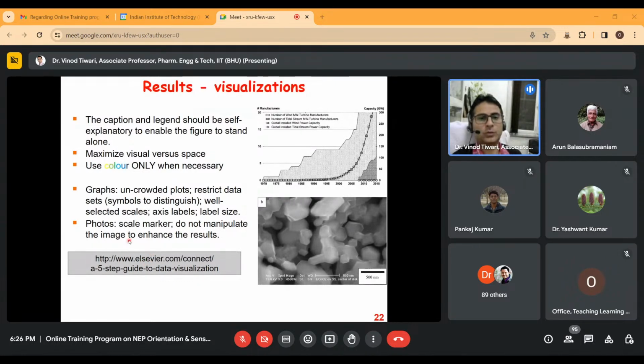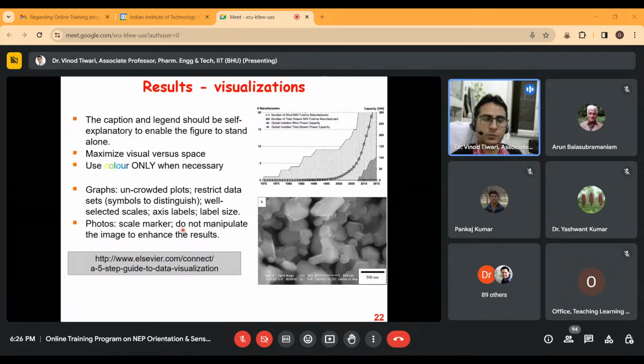Then in the case of photos, a scale marker is very, very important. For example, in this figure, the scale marker is mentioned as 500 nanometer. In certain histopathological images or immunohistochemistry images, we don't know what the scale is. That data is of no use if you don't put the scale marker. Most important thing, do not manipulate the image to enhance the result.